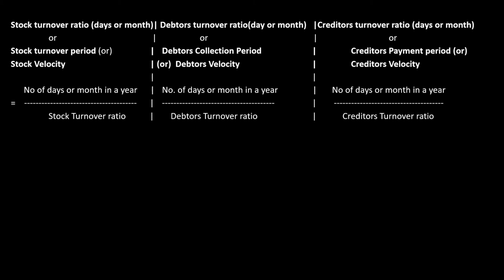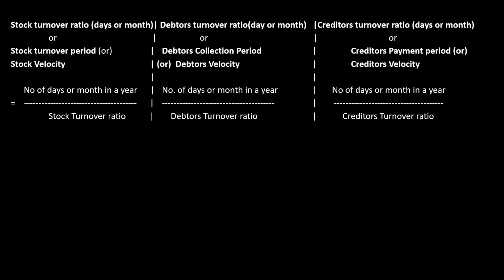The first formula is for stock: number of days or months in a year divided by stock turnover ratio. In all the cases, if it is debtors turnover ratio, number of days or months in a year divided by debtors turnover ratio. If it is creditors turnover ratio, number of days or months in a year divided by creditors turnover ratio. Is it clear? So the formula here represents the debtors velocity, stock velocity, and creditors velocity.